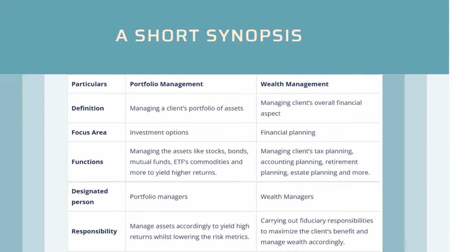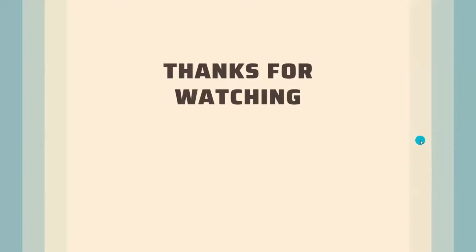Designated person: the portfolio manager's responsibility is to manage assets accordingly to yield high returns while lowering the risk matrix. And the wealth manager carries out the fiduciary responsibility to maximize the client's benefit and manage the wealth accordingly. So I hope the concepts have been well discussed. Thanks for watching.